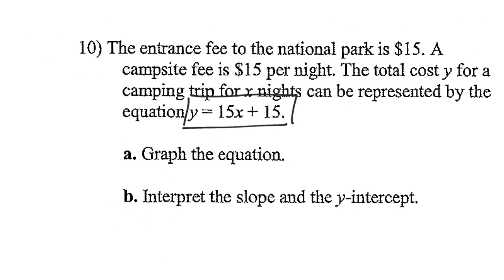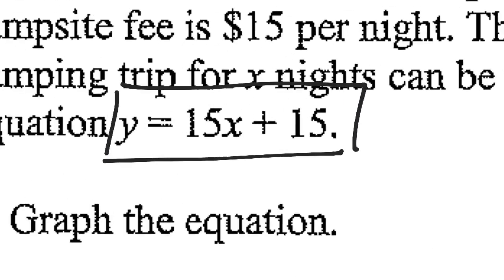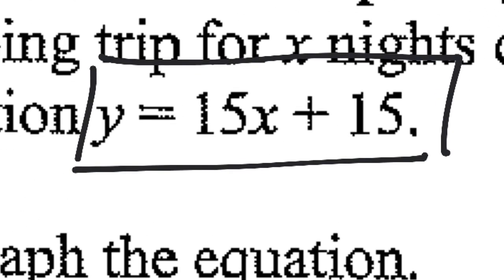So it says graph the equation. So we have our equation, but the problem with graphing it is we actually need a fraction, whether you like it or not. This is m right here, and I need a rise and a run. So my rise will be 15, my run will be 1. But this is my plus b, my starting point.